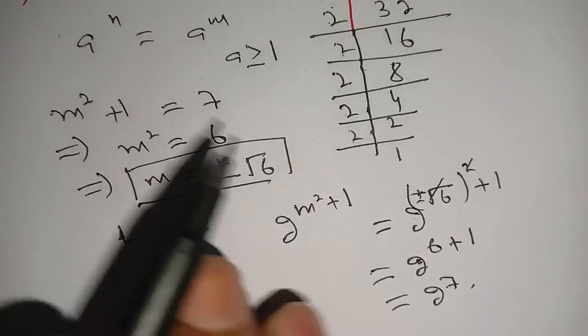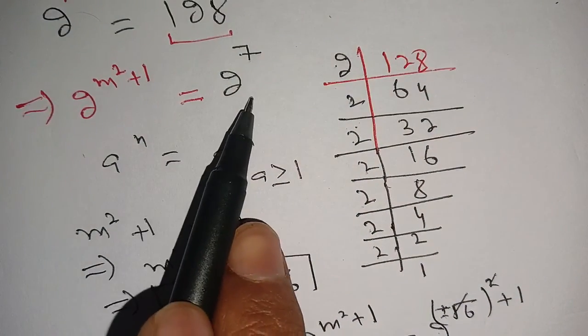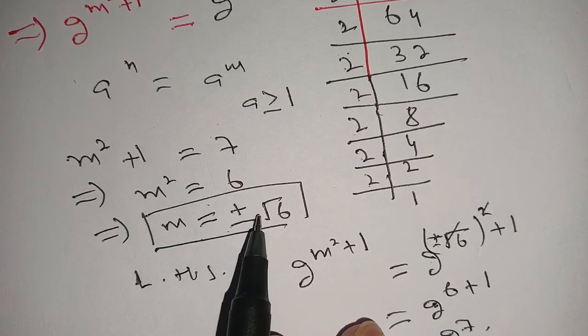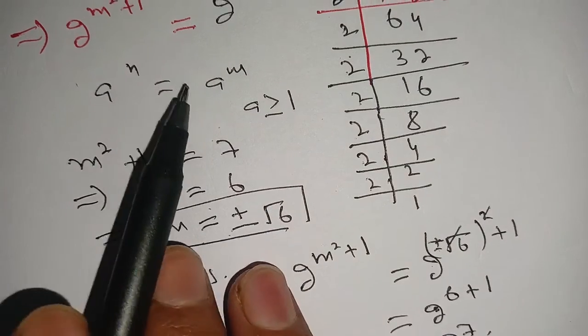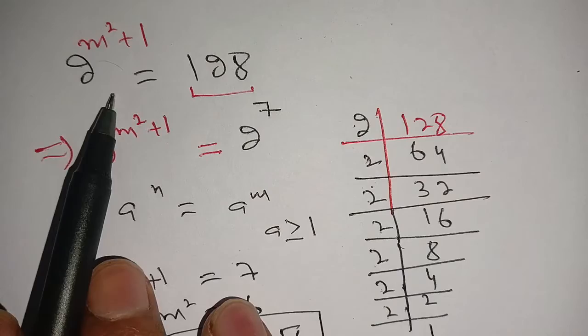Now our right hand side is also 2 power 7. Means that m is equal to plus minus root 6 are the right solutions of this exponential problem.